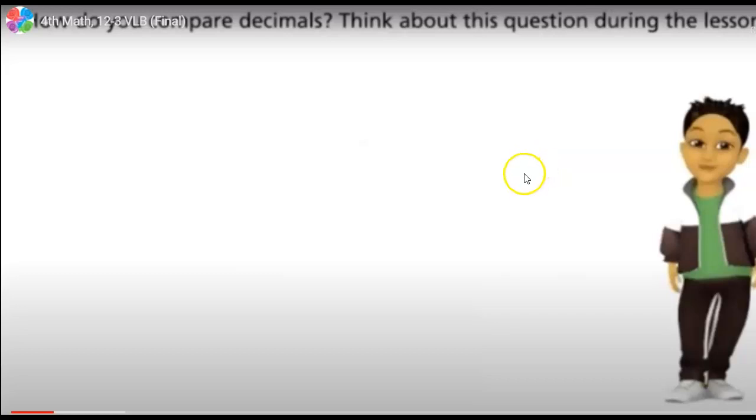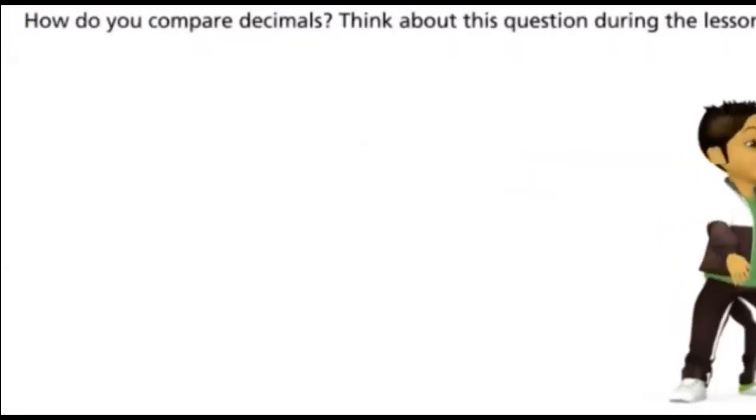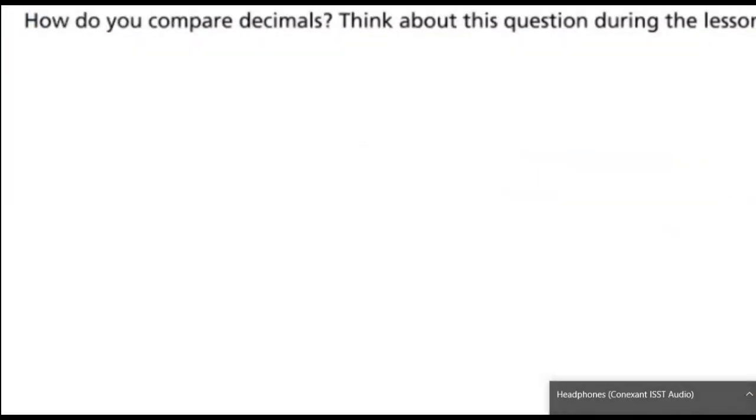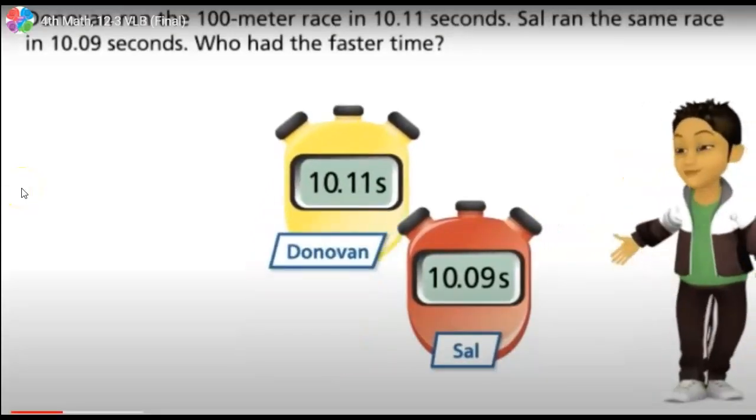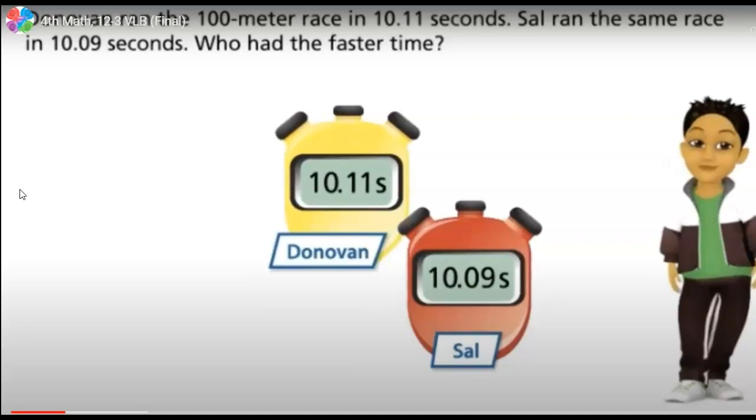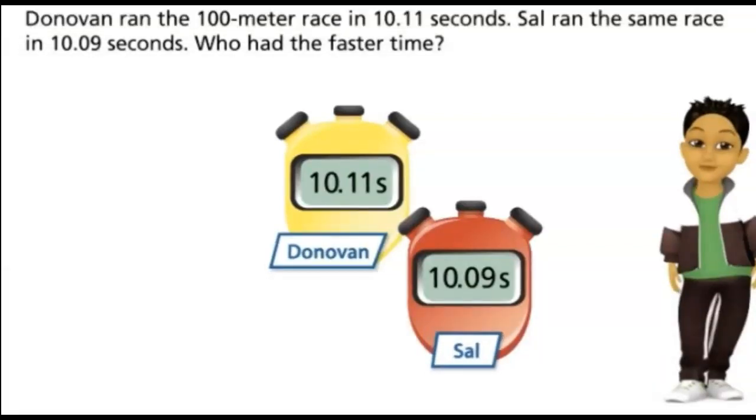Think about this question during the lesson. Donovan ran the 100-meter race in 10 and 11 hundredths seconds. Sal ran the same race in 10 and 9 hundredths seconds. Who had the faster time?